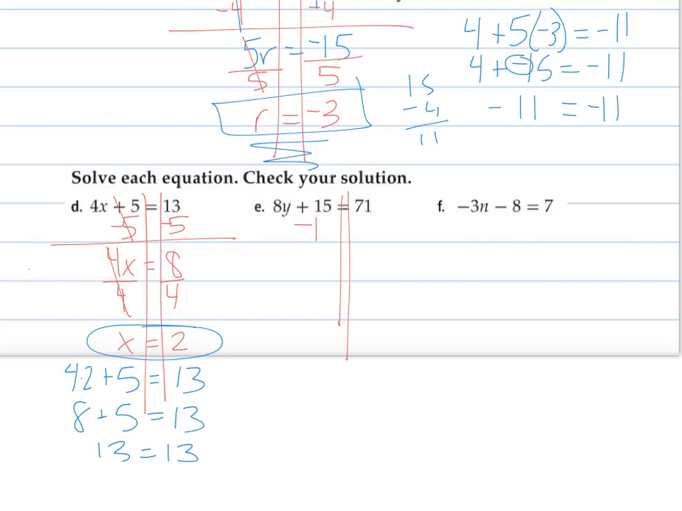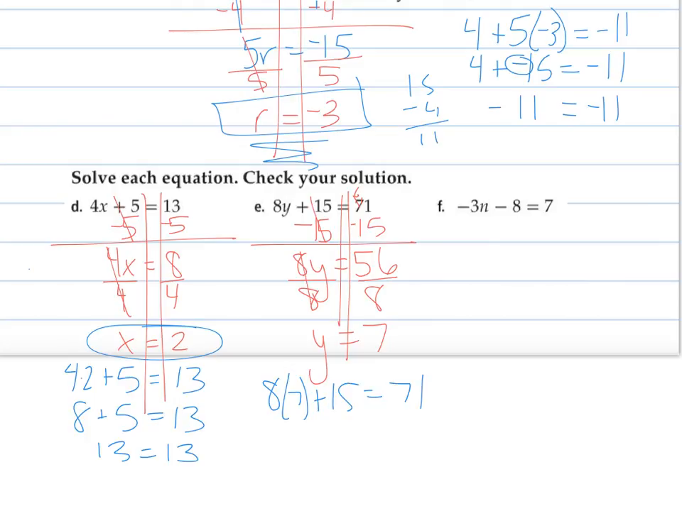Undo the last thing done, which was adding, by subtracting. 8y equals, we're going to borrow, 6 and 11, so we get 56. Undo multiplication with division. Y is equal to 7. Remember, you should not be chasing me. You should have done this and be checking, or you're watching and then you can write it down. Plug it in. 8 times 7 plus 15 should equal 71. 56 plus 15. To actually do the math, 5 and 1, 11 plus 10. It works, so my solution's correct.